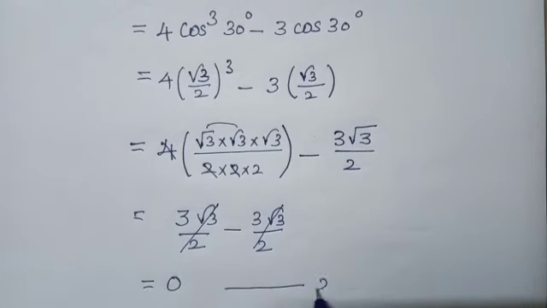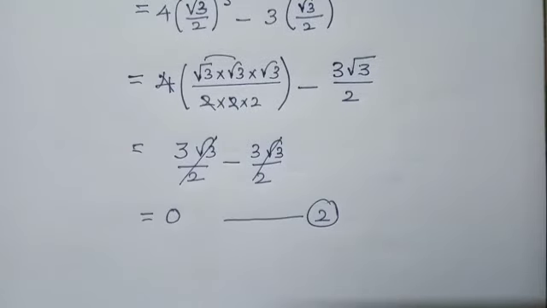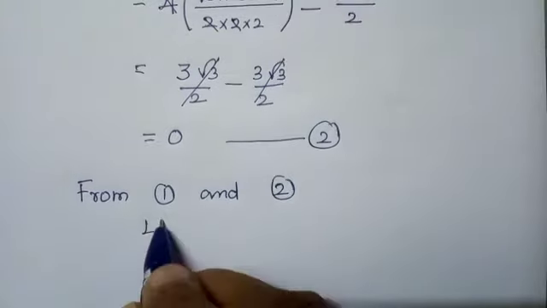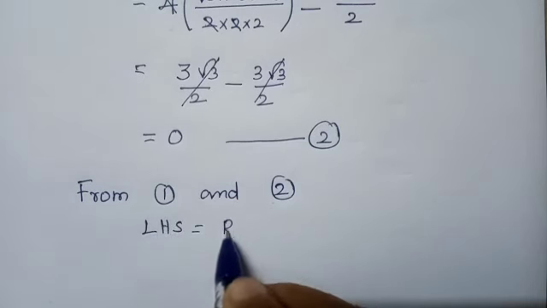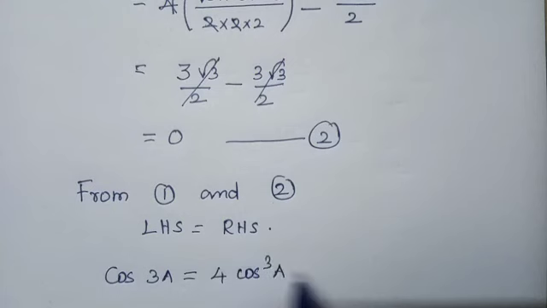Mark it as 2. Left hand side we got the value 0 and also right hand side we got the value 0. So we can write from 1 and 2, LHS equal to RHS. Therefore cos 3a equal to 4 cos cube a minus 3 cos a.